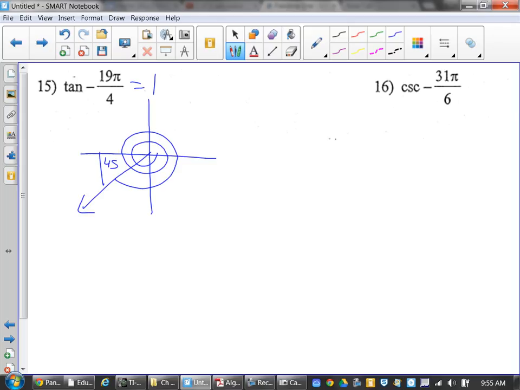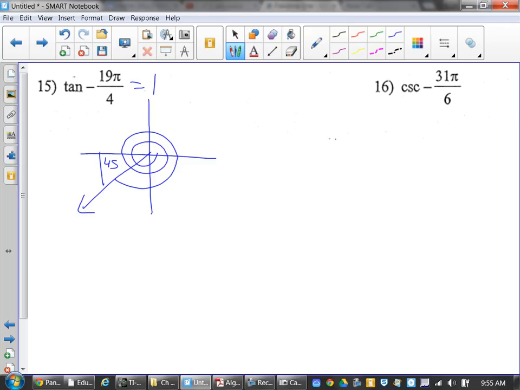Would you, for the reference angle, keep it in radians? It's not asking you to write down the reference angle. The reference angles for you in the triangles are 45s, 30s, and 60s. We're using the radian value to get to that triangle. All right?